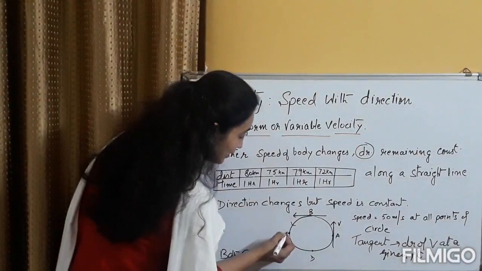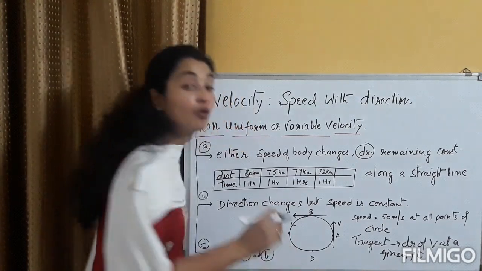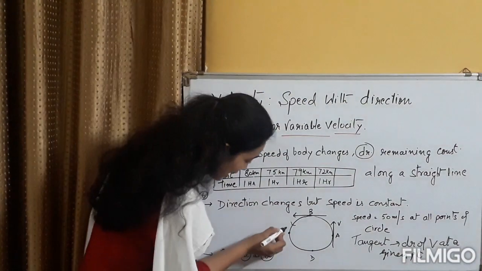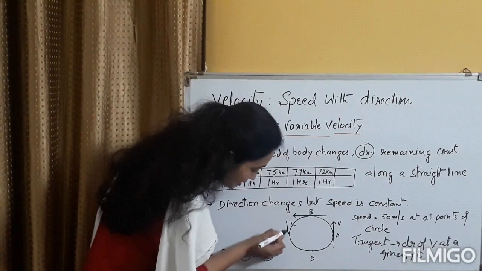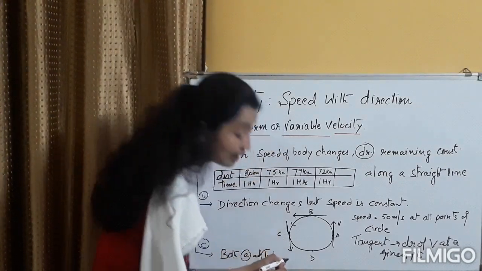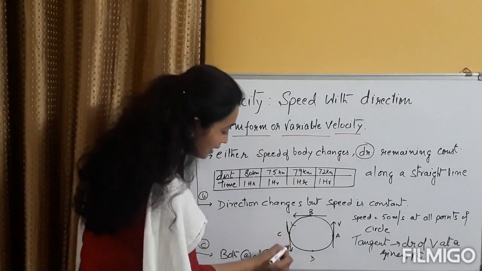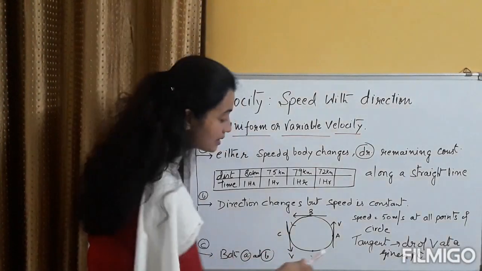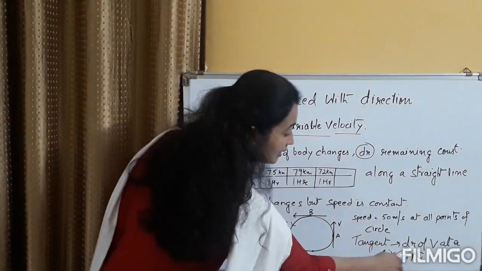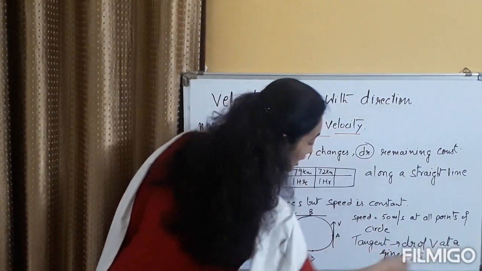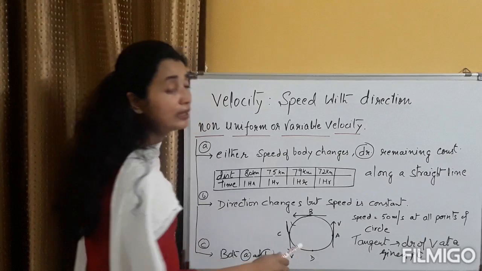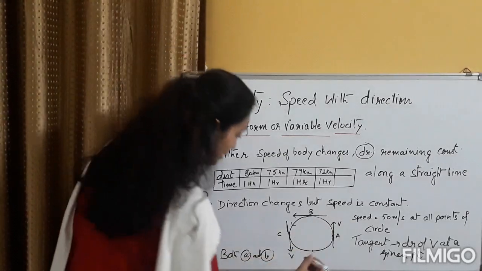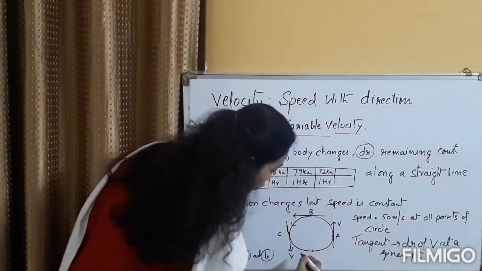Suppose I want to know the direction at the point C. What should I do? Yes, I will make a tangent. What is a tangent? A line which touches the circle at one single point. I have marked the tangent. Now what is the tangent representing? Tangent is representing direction of velocity at the point at which I have drawn. Suppose I want to know the direction of velocity at the point D. Then what should I do?